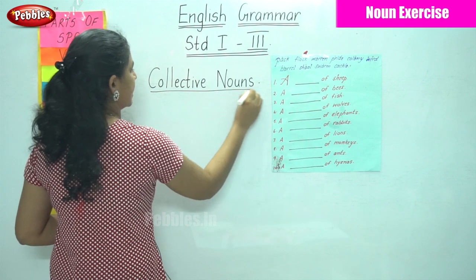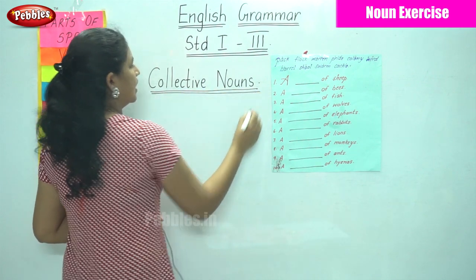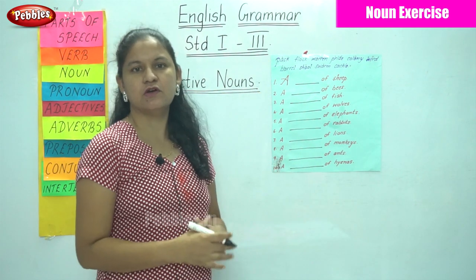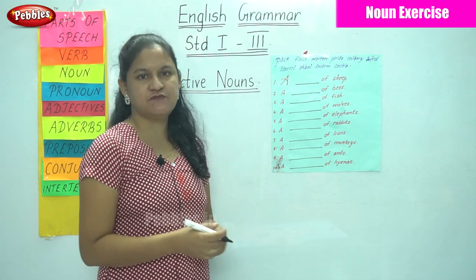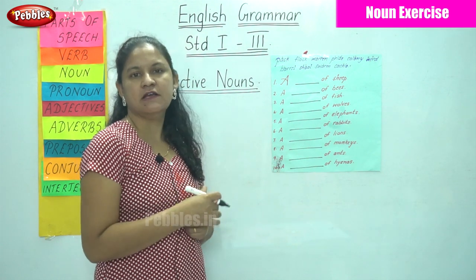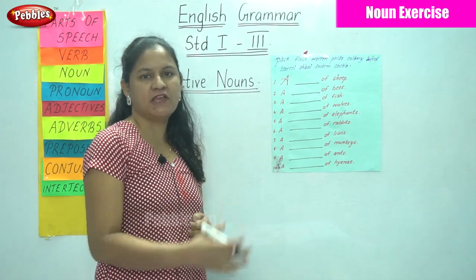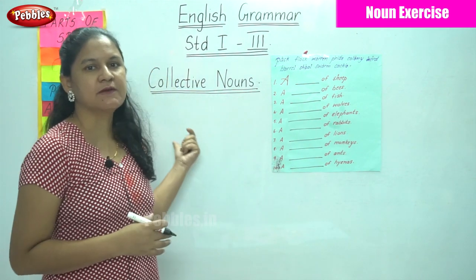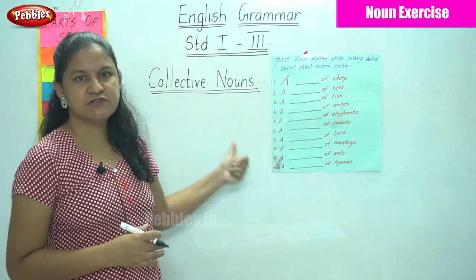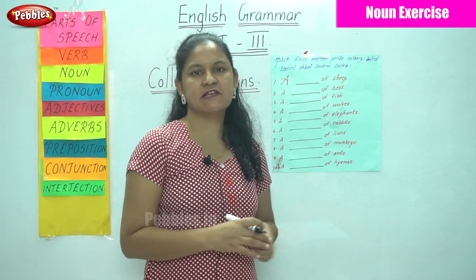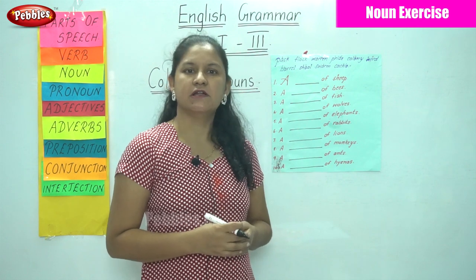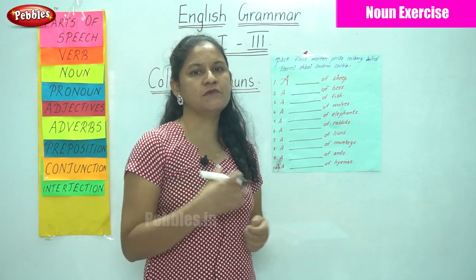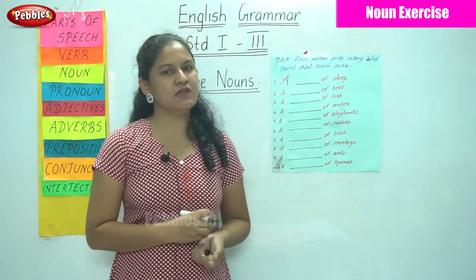So the term collective means a word that is given for a group, that is many elephants together or many sheep together or many wolves together. So in that case we call them collective nouns, and today we will be seeing a lot of examples of collective nouns. What are the common collective nouns that we use?